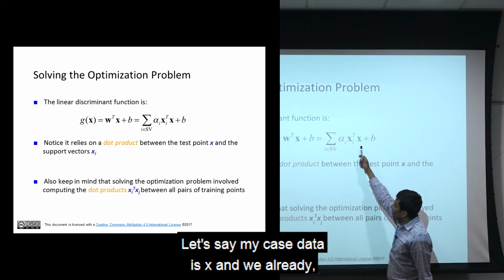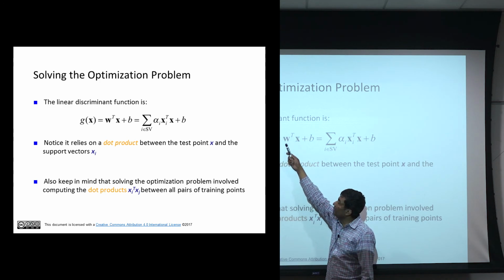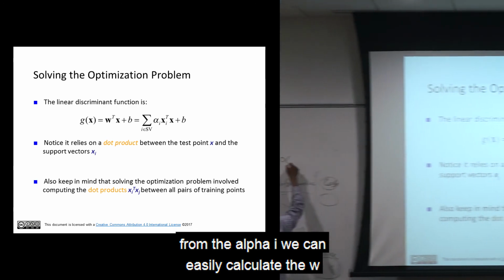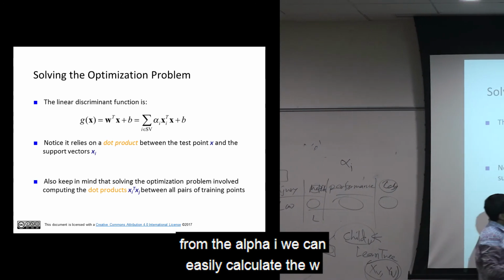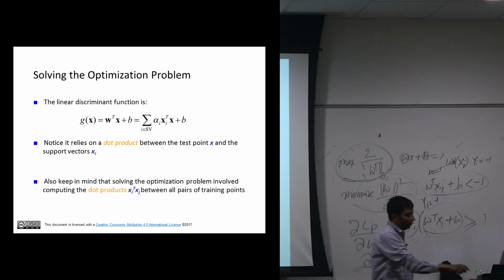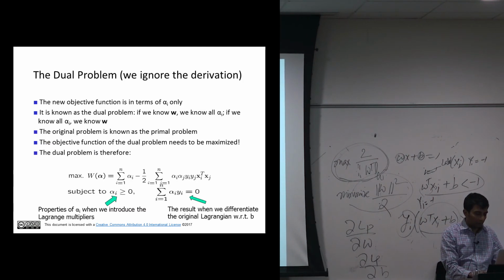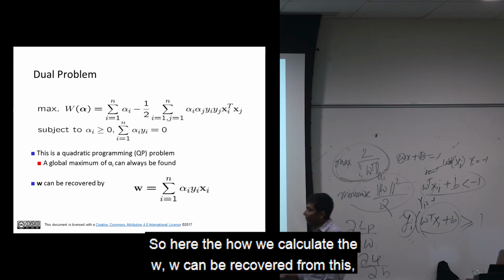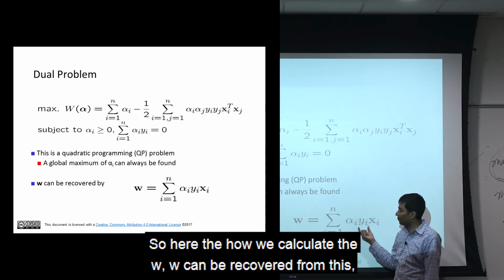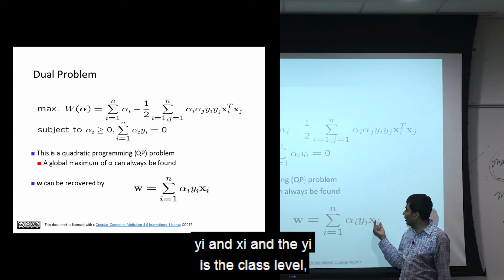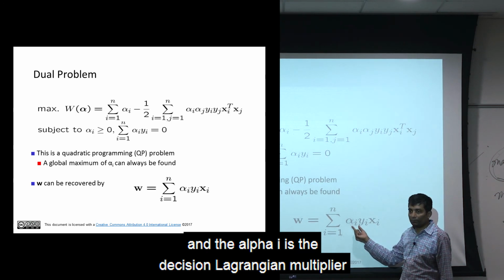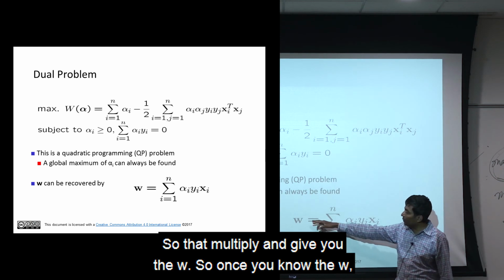Let's say my test data is x, and now the question is, we only know alpha i, and from the alpha i, we can easily calculate the W. That I will show you in a minute. So here, how we calculate the W can be recovered from this: alpha i times yi times xi. yi is the class label, xi is the independent variable, and the alpha i are the Lagrangian multipliers we learn. So that multiplied gives you the W.